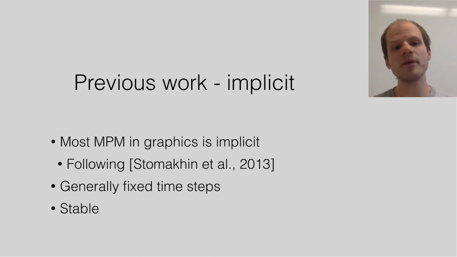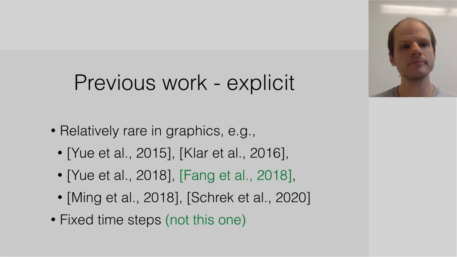Most previous MPM work in computer graphics is implicit, following the original formulation of Stomakhin et al. These generally rely on fixed time step sizes chosen as a small multiple of the frame rate. By contrast, explicit MPM in computer graphics is relatively rare, with the 6 examples below being relatively prominent. With the exception of Feng et al., each of these either doesn't say how the time step sizes are selected, or the time step selection is based on fixed time step sizes.